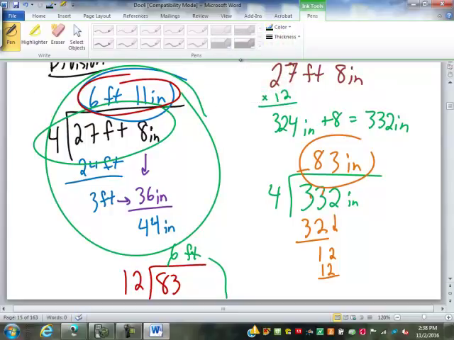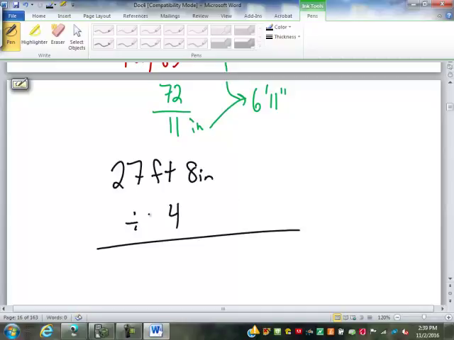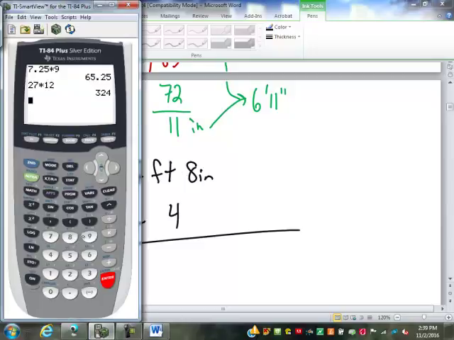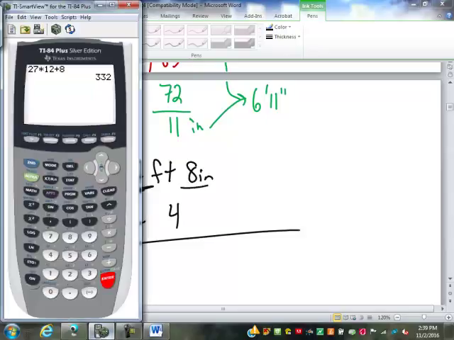Now I realize you have the calculator and you're going to use it. So for this problem, 27 feet 8 inches divided by 4, I want to point out some things to be careful of here. First thing we're going to do is we're going to take our 27 feet and convert it into inches. So 27 times 12. And we can just go ahead and add our 8 inches onto that. So we'll turn the 27 times 12 to make that inches and then add the 8 inches to it. So it gives us 332 inches.